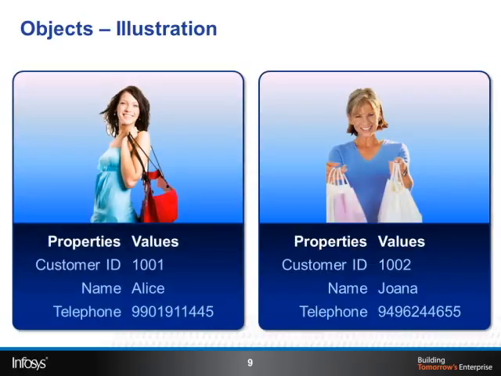Observe 2 customer objects which are instances of customer class. Each of these objects has state. For example, object 1 has customer ID 1001 and object 2 has customer ID 1002. They can be uniquely identified and both the customers may purchase, that is, exhibit the activity. Thus, a class is a blueprint and the object its implementation.